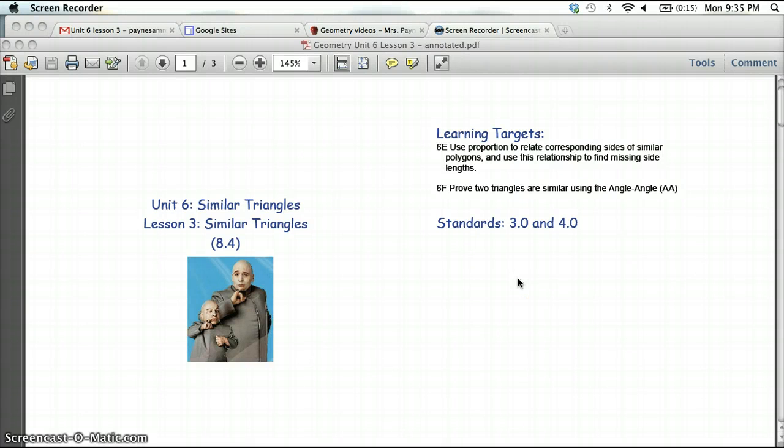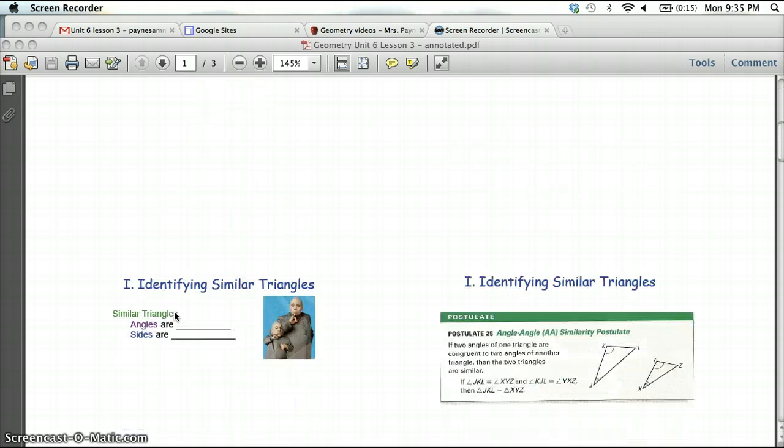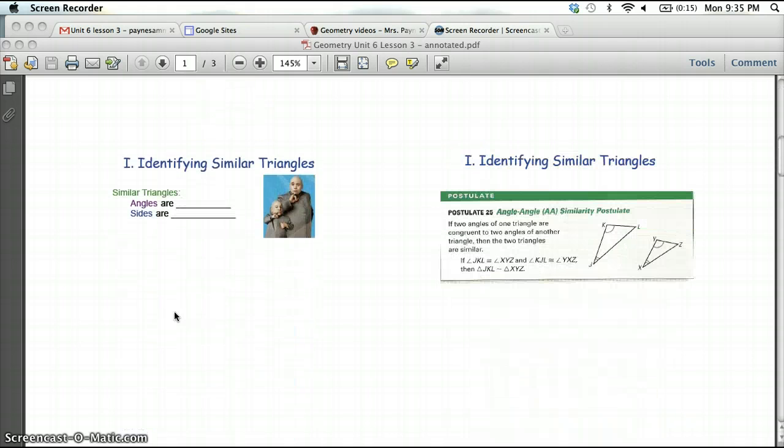Okay, now we're on Unit 6, Lesson 2. This is Lesson 3, but we're actually in Lesson 2. And we're going to talk a little bit about similar triangles. Now, triangles can be similar first if all of their sides are proportionate, just like in polygons, but also if we have two angles that are congruent.